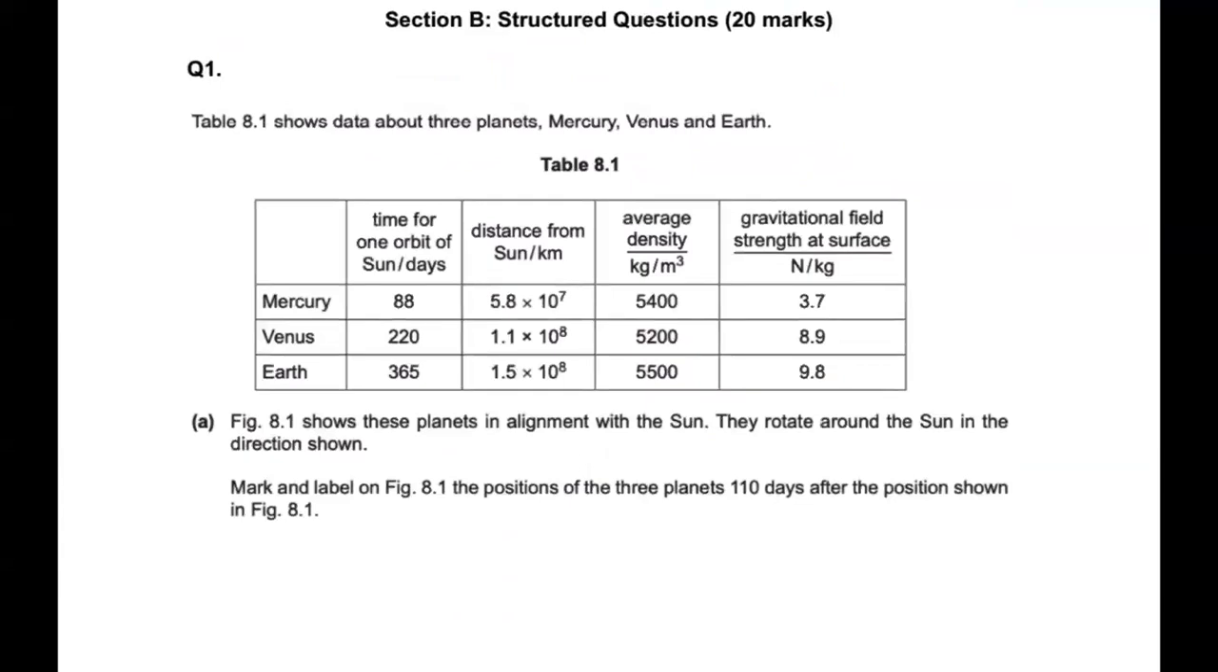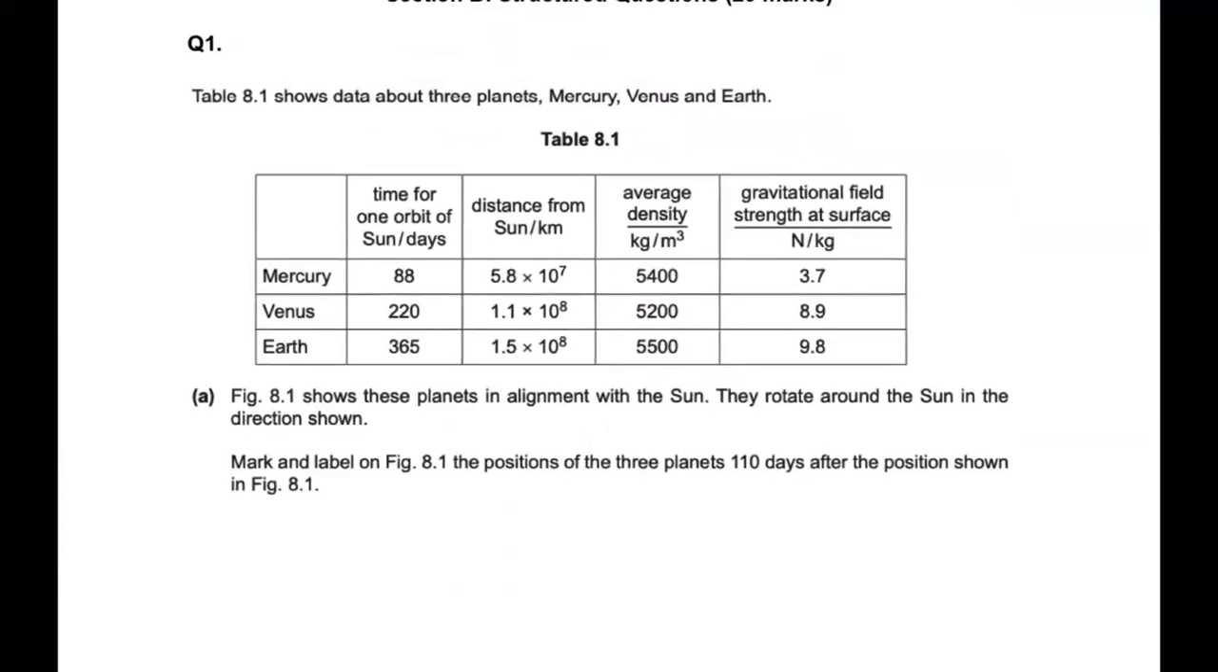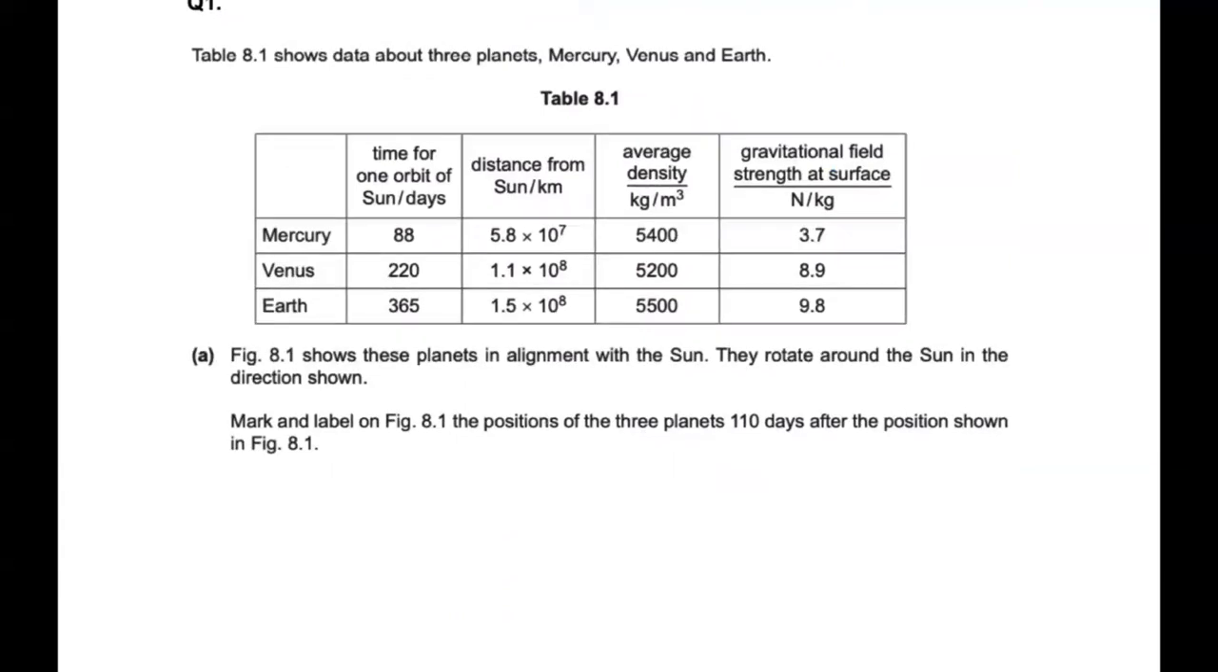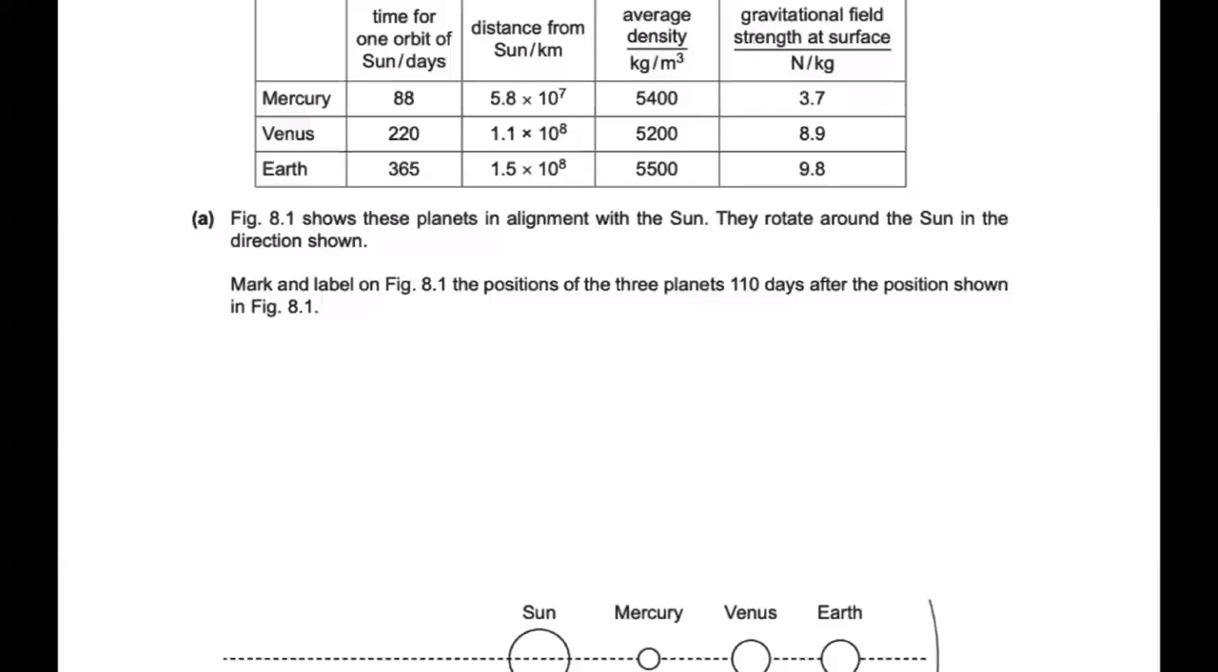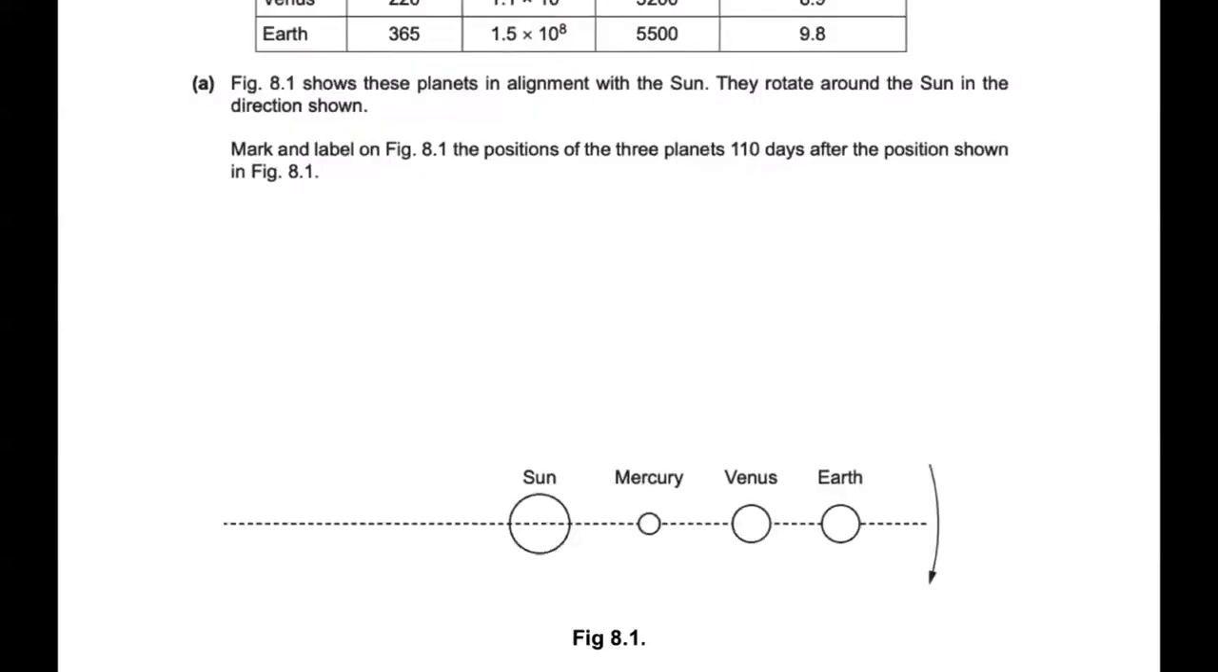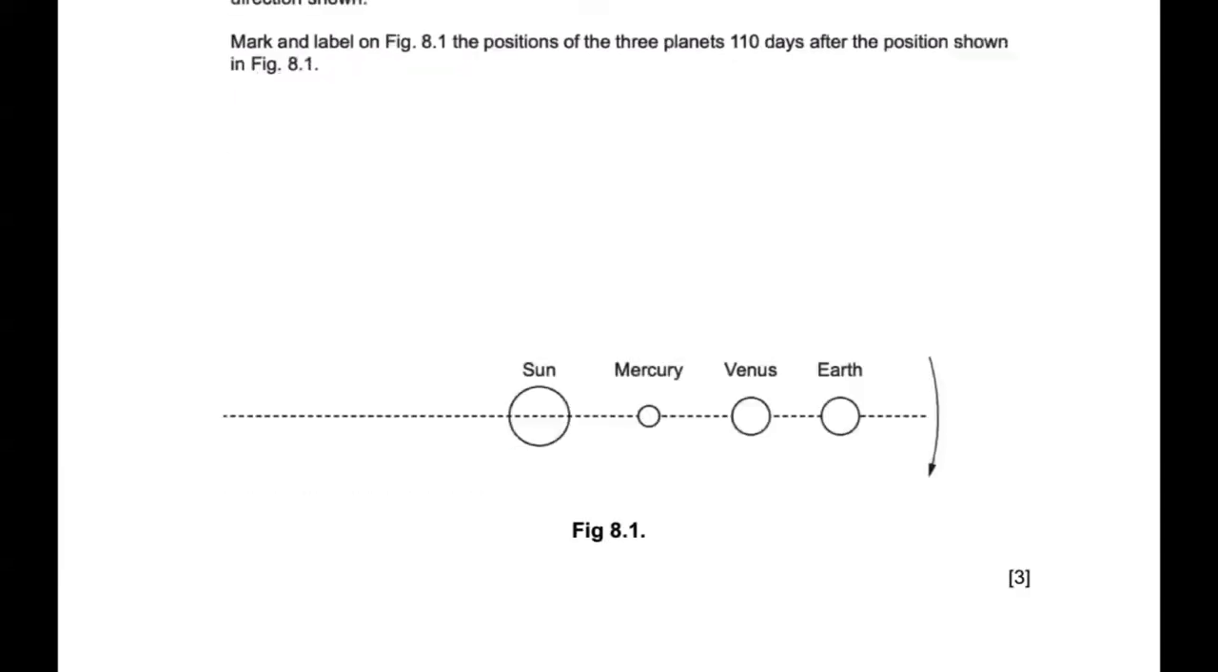8.1 shows data about 3 planets, Mercury, Venus, and Earth. So you have the time for one orbit, distance from the sun, average density, and gravitational field strength at the surface. 8.1 shows these planets in alignment. They rotate around the sun in the direction shown. Mark and label on 8.1 the position of the 3 planets 110 days after the position shown in 8.1.